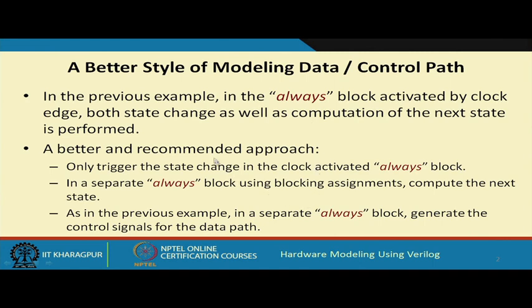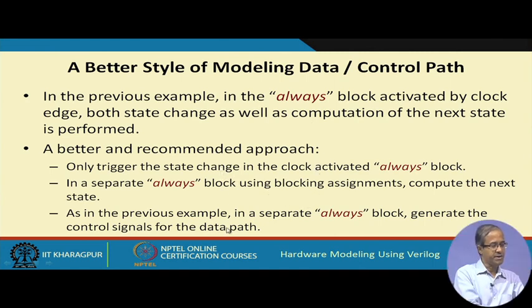What we say here is that a better and recommended approach is to use a simpler always block which will only trigger the state changes. It will not make any computation as to what the next state will be. In one or more separate always blocks, both using blocking assignments, you compute the next state as well as generate the control signals for the data path.